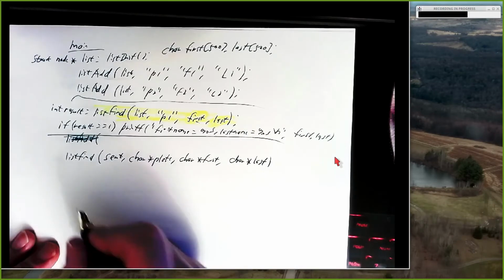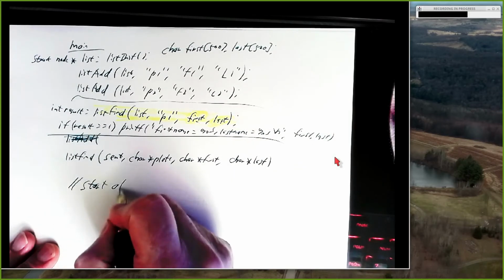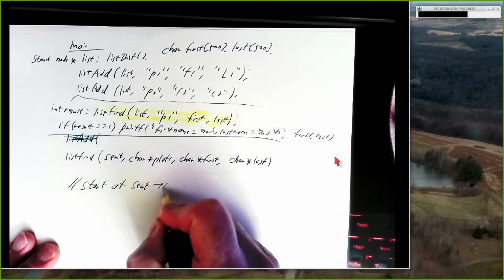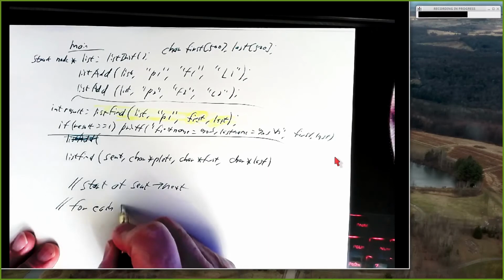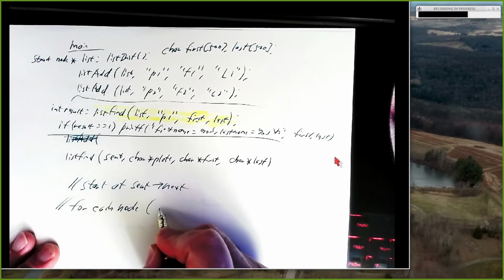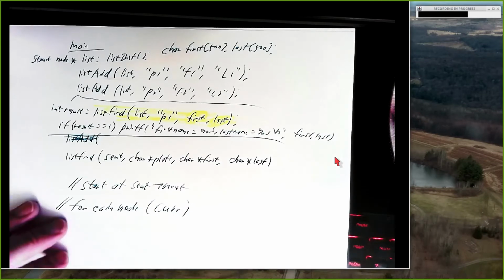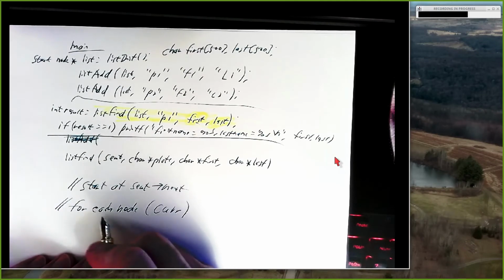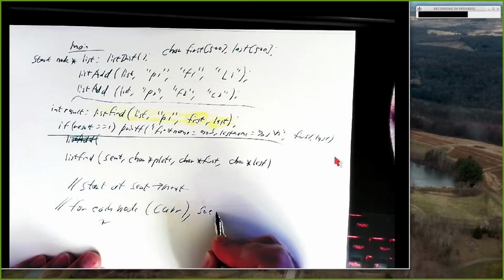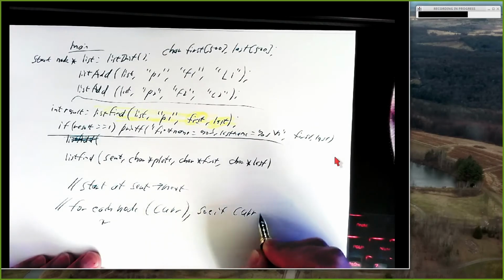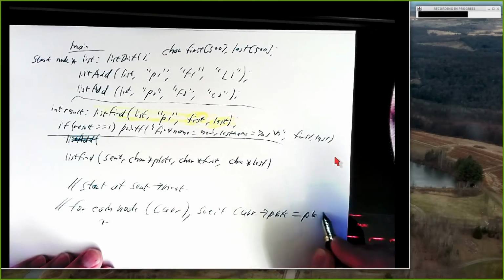So what does our list find function look like? Start at sentinel next. For each node, and let's suppose we're calling our node pointer current, the thing that we're using to march through the list. So for each node, see if current plate equals plate.